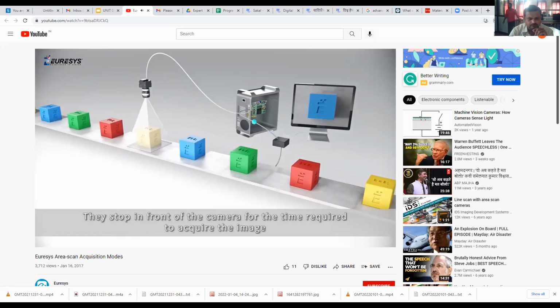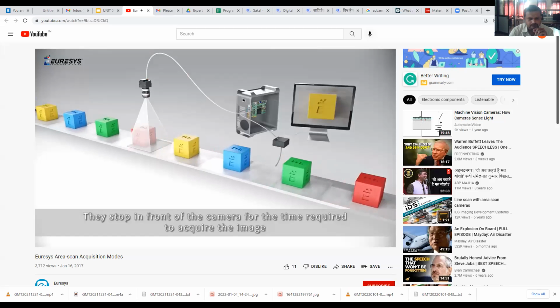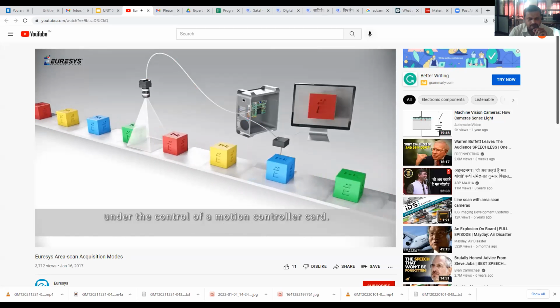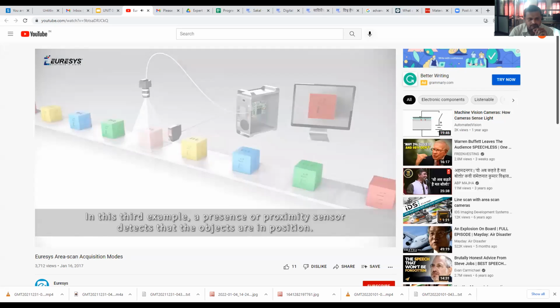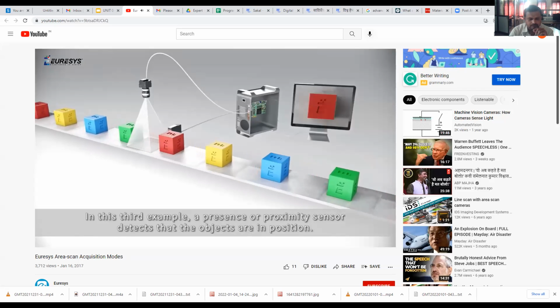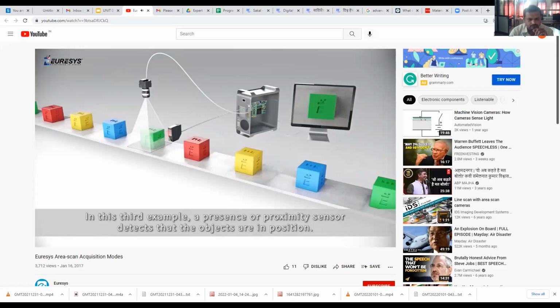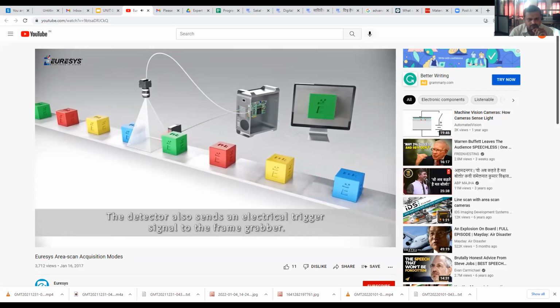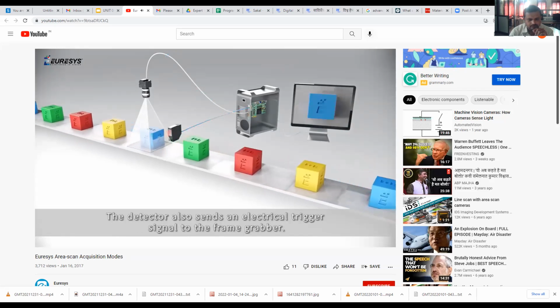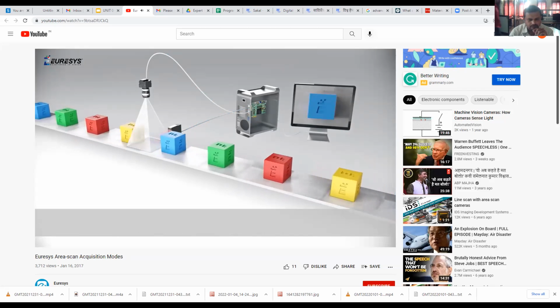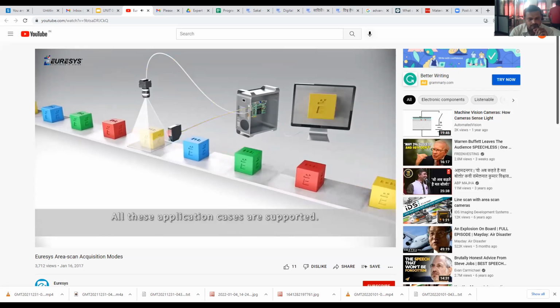They stop in front of the camera for the time required to acquire the image under the control of a motion controller card. In this third example, a presence or proximity sensor detects that the objects are in position. The detector also sends an electrical trigger signal to the frame grabber. All these application cases are supported.